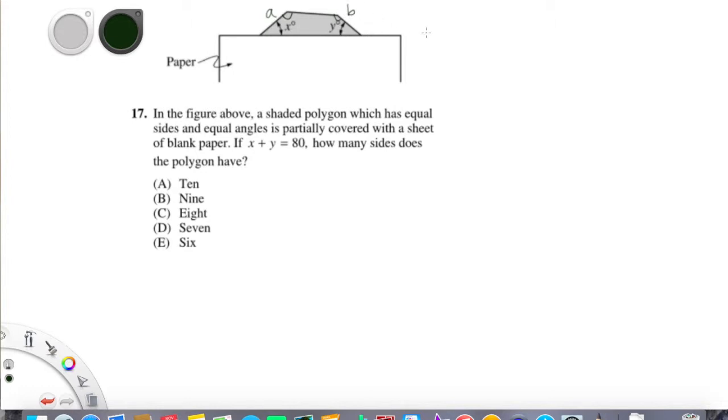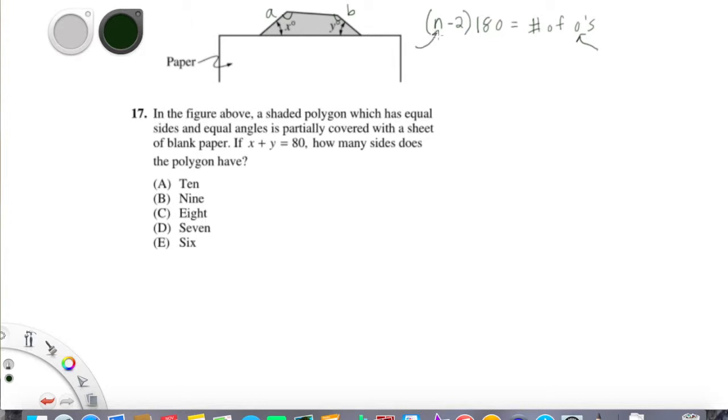Because it's a four-sided figure, a quadrilateral, I know that a plus b plus x plus y should equal 360 degrees. And if you're not sure about that, there's a formula that you should try to memorize for the SAT. If n is the number of sides, n minus 2 times 180 should give you the total number of degrees. Hopefully you're following me that this is not O's, but degrees.